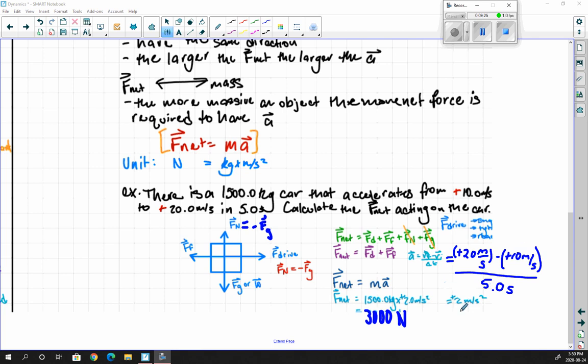I do my calculating, and I get an acceleration of positive 2 meters per second squared, which I can now plug into my equation, F net equals ma, and I get an answer of 3,000 newtons in the positive direction. So we've calculated F net using F net equals ma. We couldn't use the sum of forces equation. We had to go this way, but sometimes the other is a way to solve these questions. It's just not this situation.